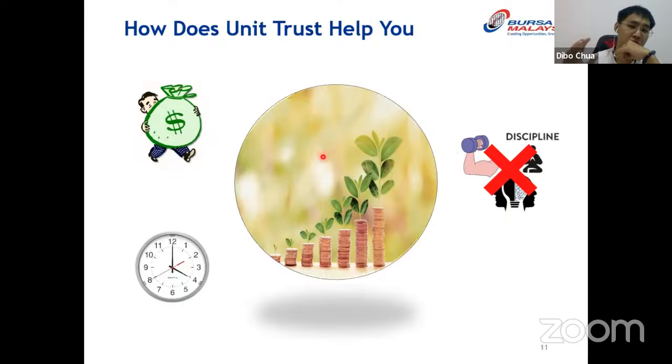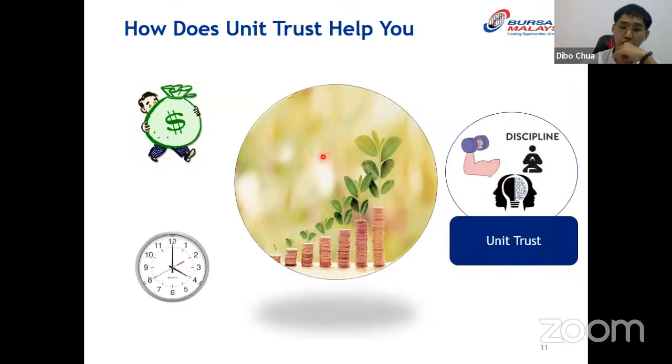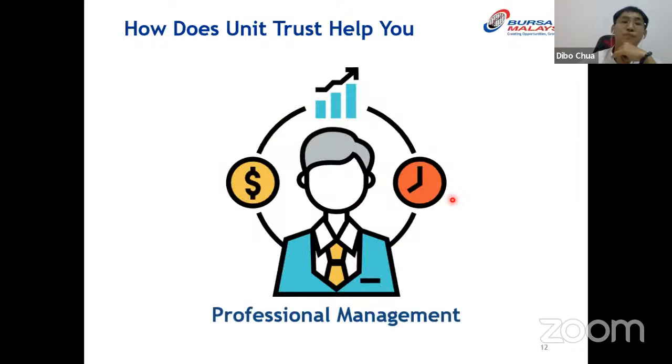So because of this, unit trust is invented, and unit trust actually helps you not to have to do all this stuff. Okay, how? First of all, of course, is the professional management. Unit trusts are managed by experienced fund managers who have the time, the knowledge, the discipline and the effort to do all the dirty work for you. So basically, they are the ones that make the informed investment decisions for you.